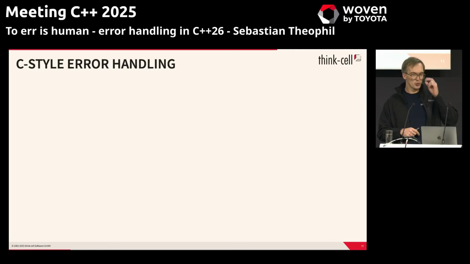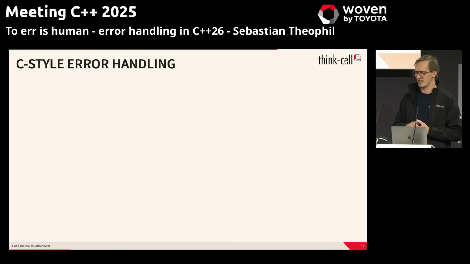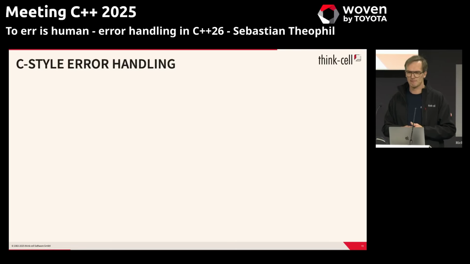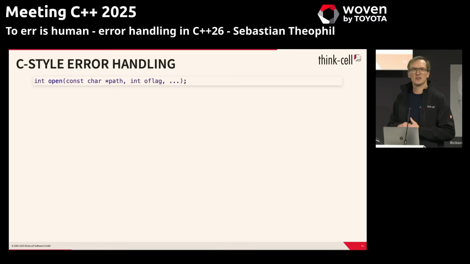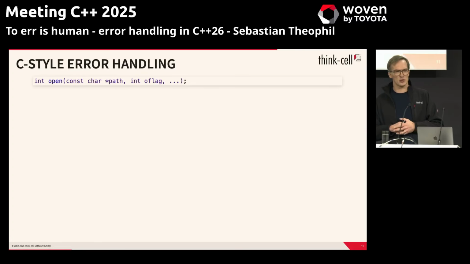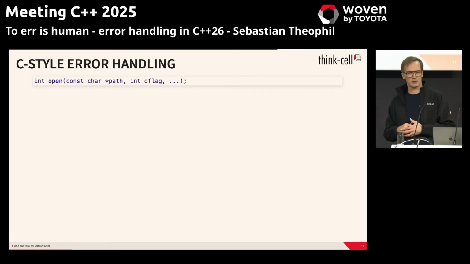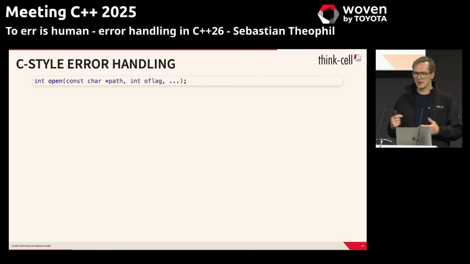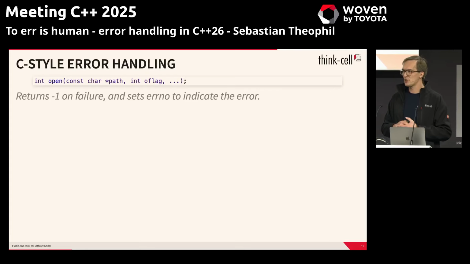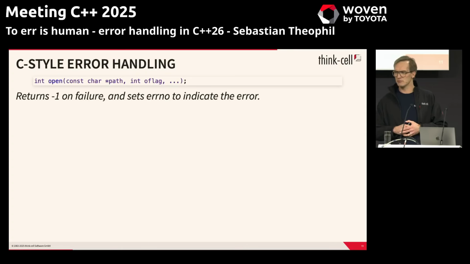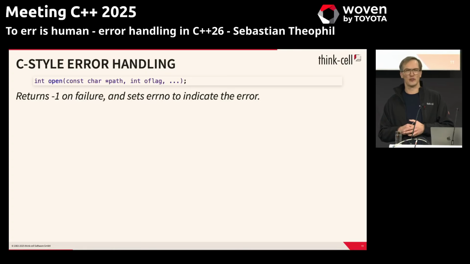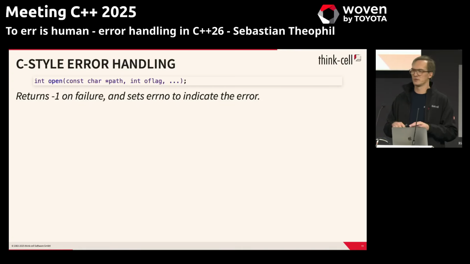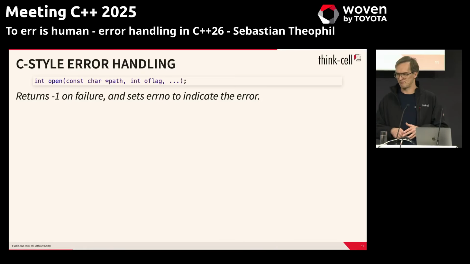So let's start with the very, very basic, the thing that we have had since C++ existed, which is C-style error handling. So you've all seen this function probably somewhere in actual code, the POSIX open function. Takes a path and opens that file. It returns -1 on failure and sets the global errno variable to indicate the error. And then you look at the man page, well, what errors can happen? And there's a huge list.